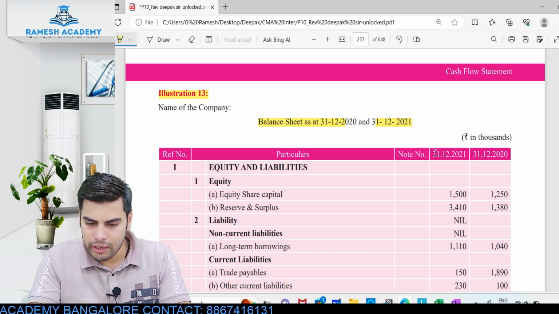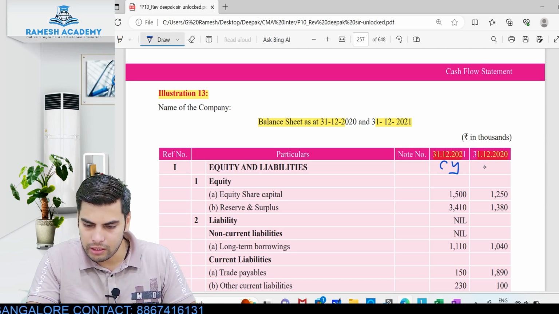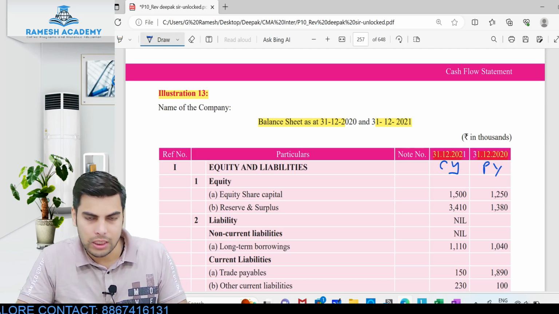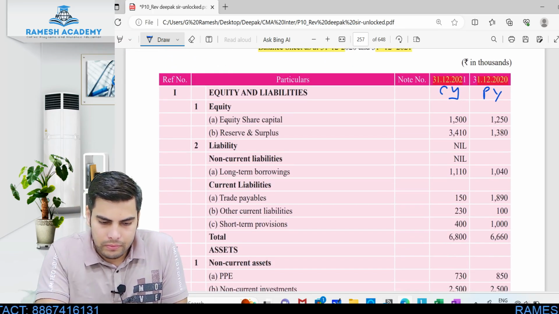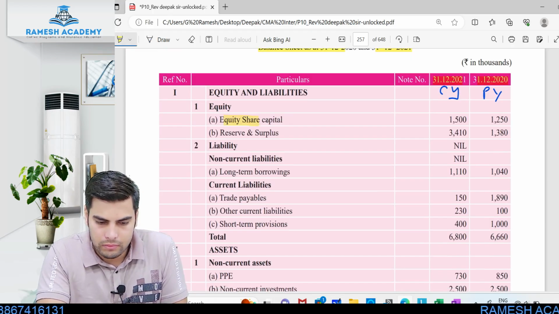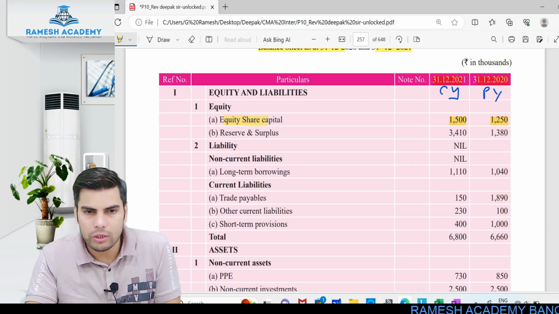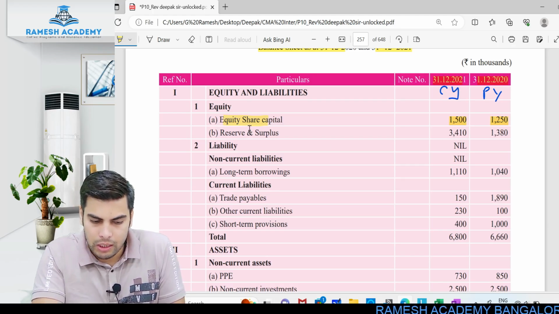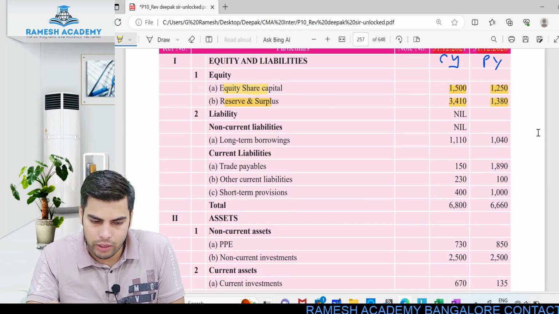Be careful with the dates. Okay, this is current year and this is the previous year. Okay, so this would be my current year and this would be my previous year. All right, so they have given the equity share capital. Okay, so from 1,250 it has become 1,500. Probably 250 worth of share we would have issued. Reserves and surplus. Okay, so from 1,380 it has become 3,410.